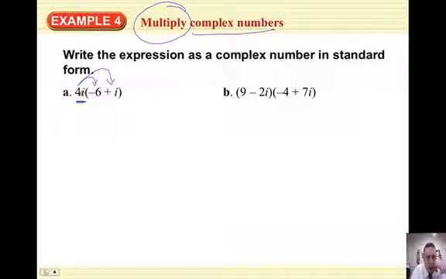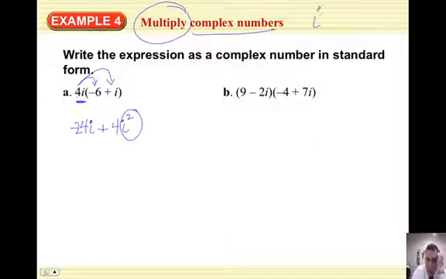4i times negative 6. Well, 4 and negative 6 make negative 24, and then times i, so negative 24i. Then we got negative 4i times i, which makes negative 4i squared. Alright, don't be too quick to say that's your answer. Remember, I told you something earlier. Every time you see i squared, you can't leave it like this. This is not simplified. i squared is equal to negative 1. I told you that in the first video. So any place you see an i squared, you change it to negative 1.